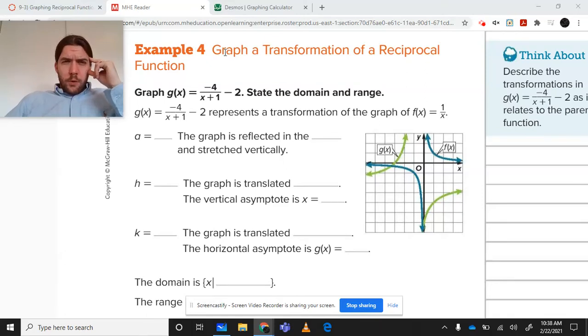Okay, here in example 4, we're going to be looking at graphing a transformation of a reciprocal function. So our reciprocal function is -4 over x plus 1 minus 2. Okay, we want to be able to state the domain and range.